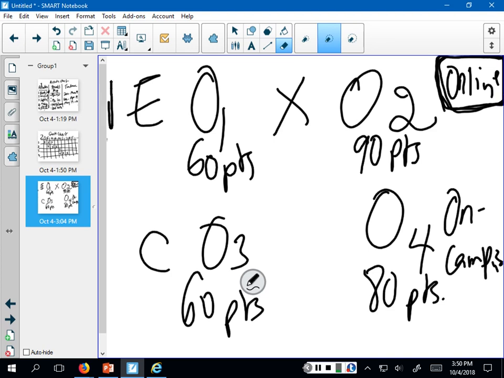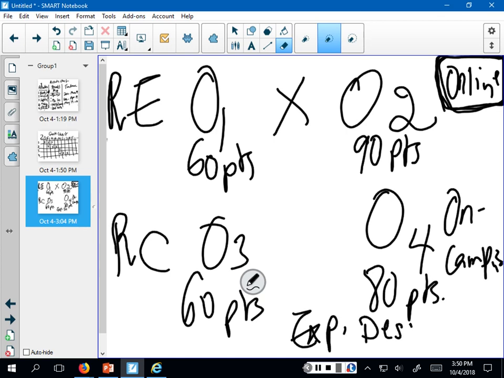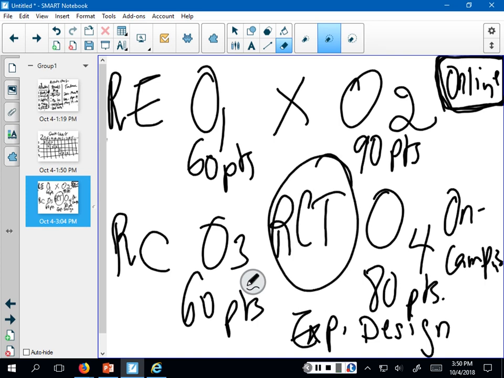We have to make sure that there's an R before the E and an R before the C to indicate that those two groups were established by random allocation. This is an experimental design. Also lovingly known as an RCT, a randomized controlled trial. This is the gold standard. The strongest evaluation design.